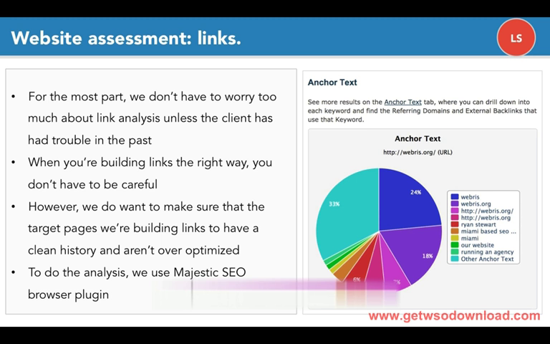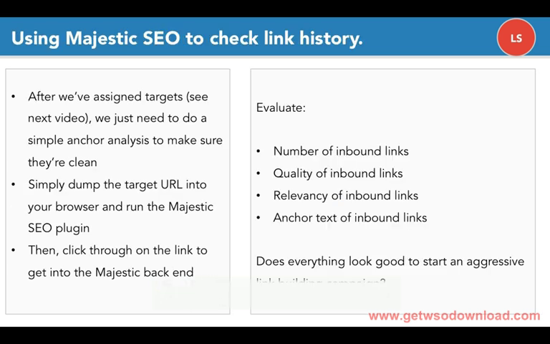However, we do want to make sure that the target pages that we're building links to have a clean history and are not over optimized. So if that client tried to do some aggressive black or gray hat SEO and did a bad job, then we want to be mindful of that before we get started. So to do this analysis, we just need the Majestic SEO browser plugin, which again, in the next module, I actually have a very in-depth training on how to use Majestic, but for now, I'm just going to show you very high level because this is very, very simple.